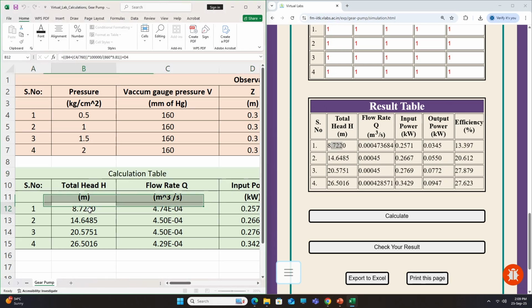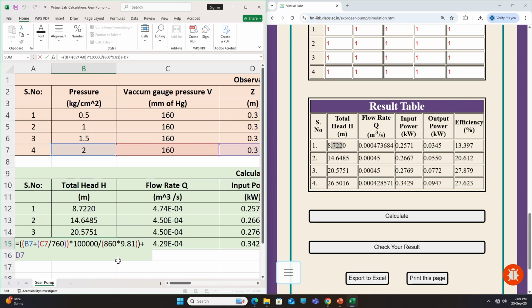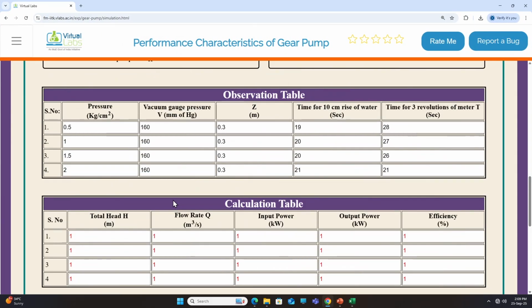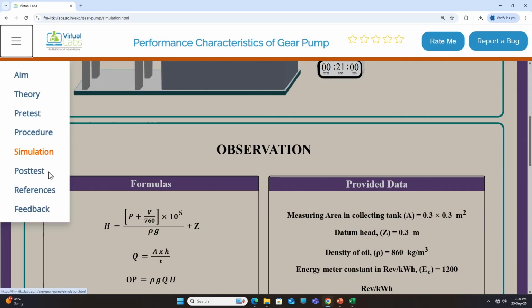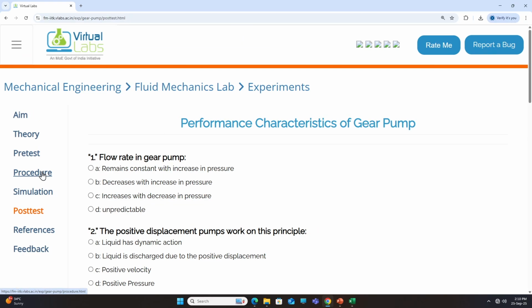I have shown you the formulas here as well of all the values here. We could do manual calculation, we could do calculations using this. So, this is the simulation. Now, let me come to the post test questions.